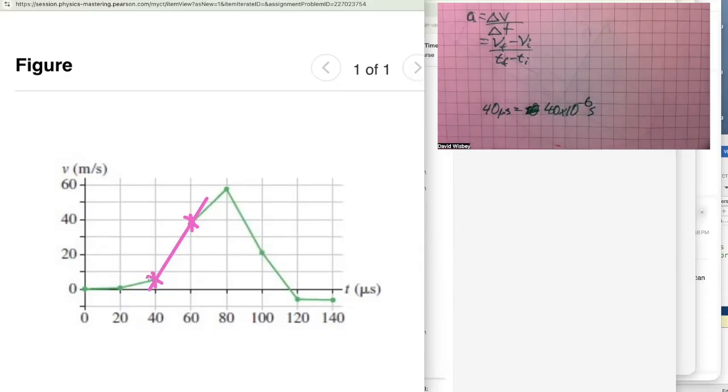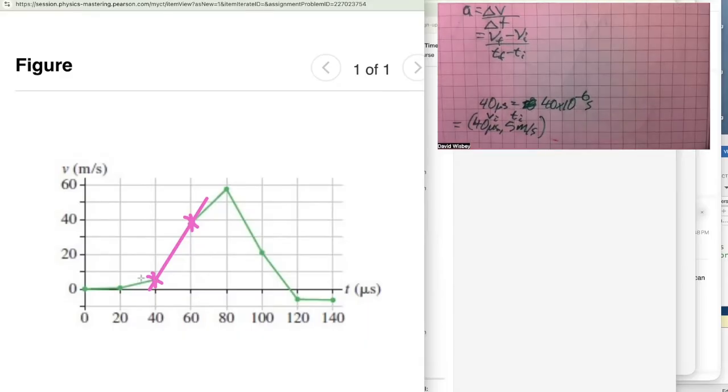And then I look over here, my velocity, and that's about 5 meters per second. So this is going to be our point here. I'm going to write this down: 40 microseconds, and my velocity is 5 meters per second. That's my initial velocity and my initial time. So we've got VI here and TI here.